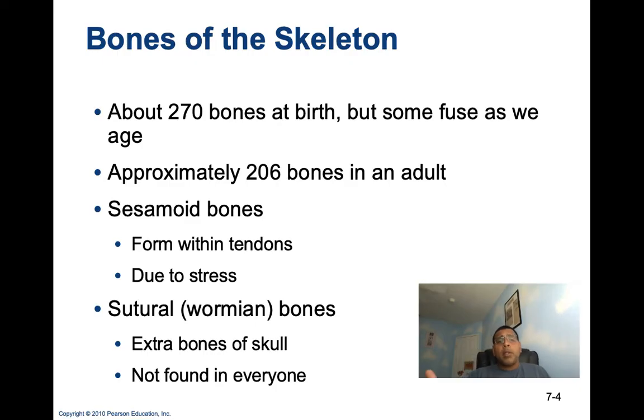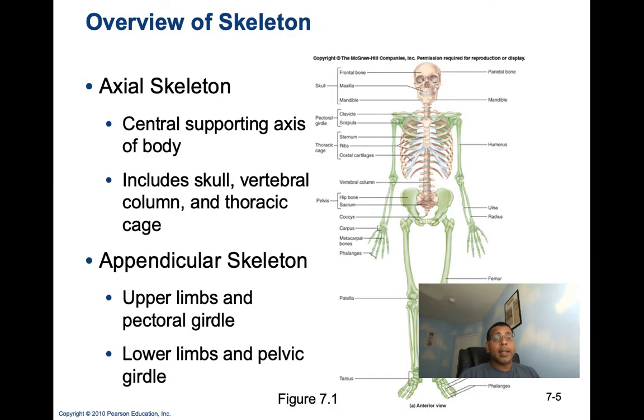Now, the bones of the skeleton, we have about 207 bones at birth, but some are going to fuse as we age. And we have approximately 206 bones in us as an adult. Some of these bones we'll see are going to be accompanied by sesamoid bones, which are going to be bones that are formed within tendons, and they're usually formed due to stress. And then also we'll have sutural bones, wormian bones, we're going to go through and we'll look at as well. And these are extra bones of the skull, and they're not found in everyone.